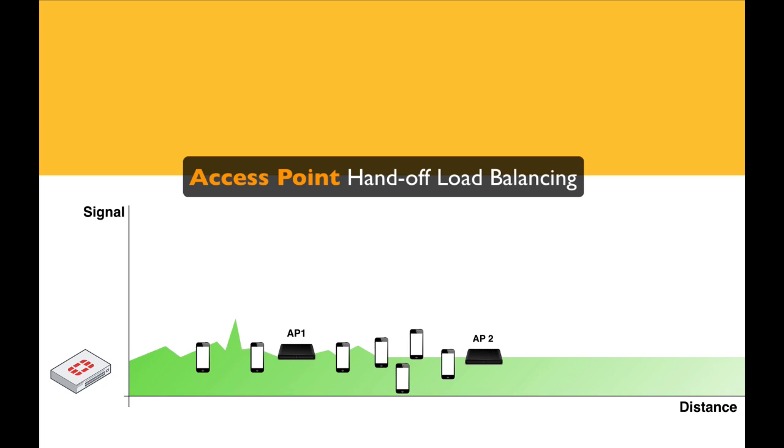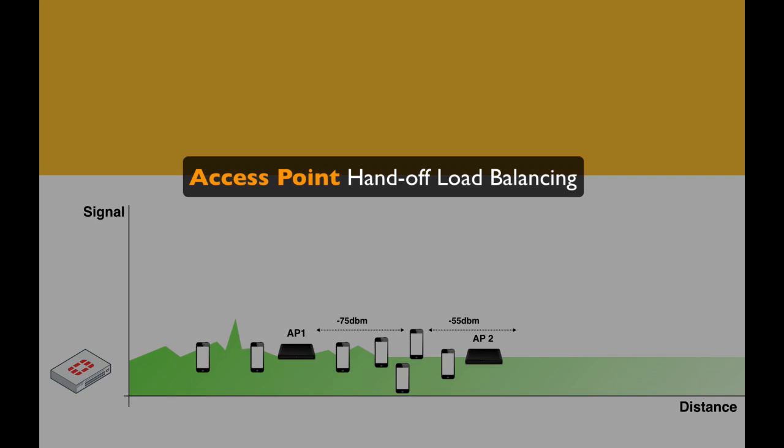Well, you can limit the amount of clients. It can be 10, 20, 30 clients per access point. But you can also control the threshold, the load balancing threshold. So whenever a client has enough signal strength to another access point, it will roam to that access point. Let's see how we do it.